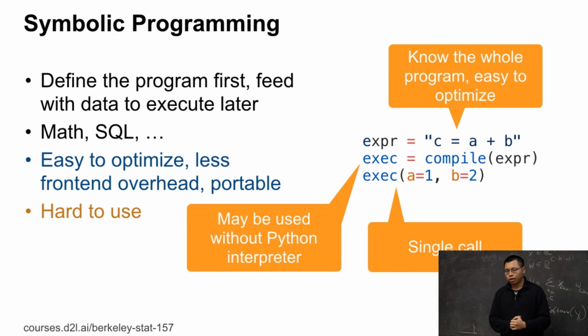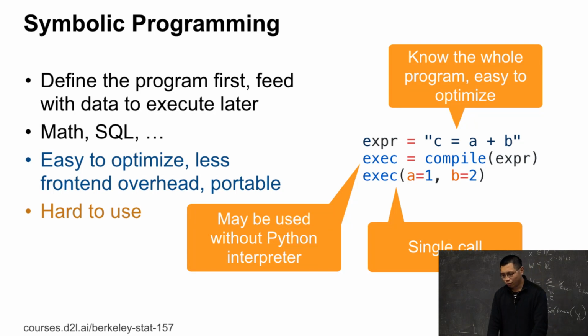In addition, if you're using the symbolic way, we can probably represent the program in a not so Python way. We can represent it by an intermediate representation, and then it's not so related to Python, and we can run the code without Python, which means we can maybe run the code in C++.